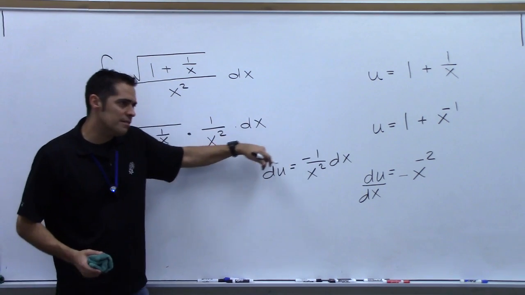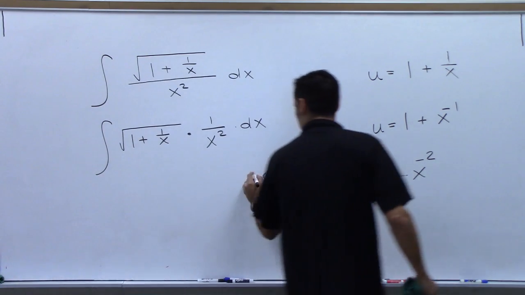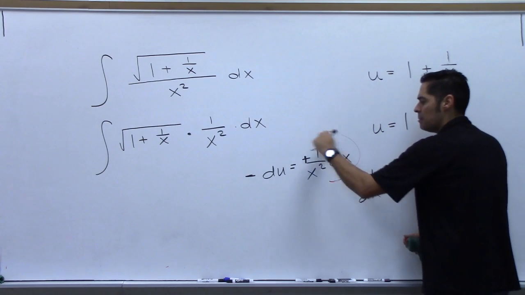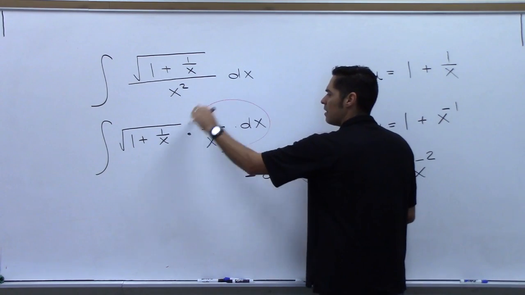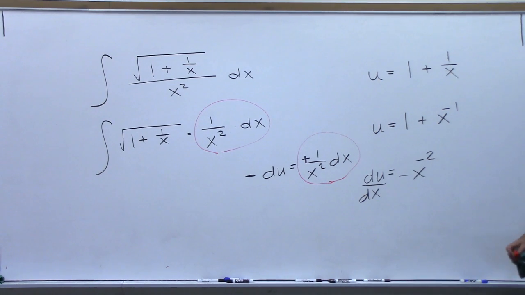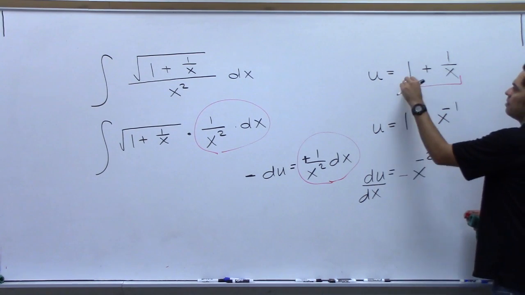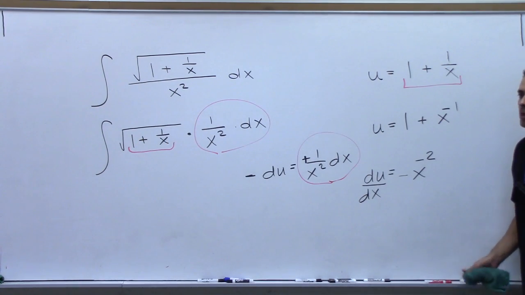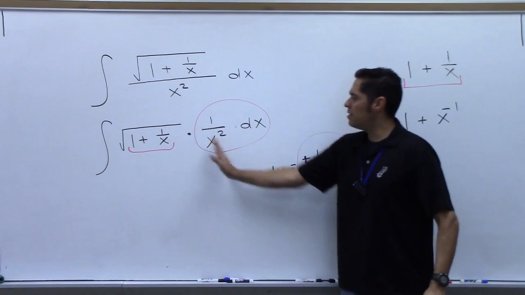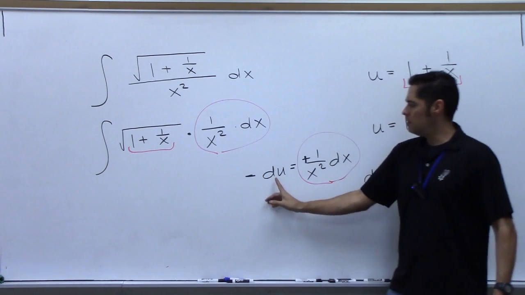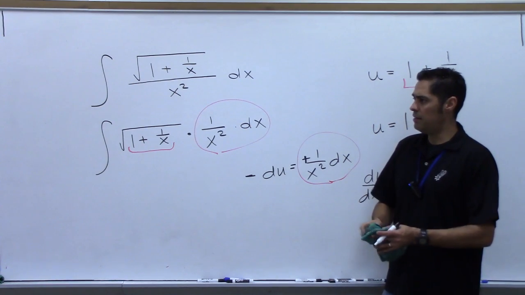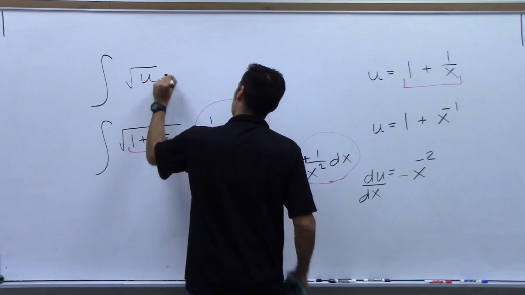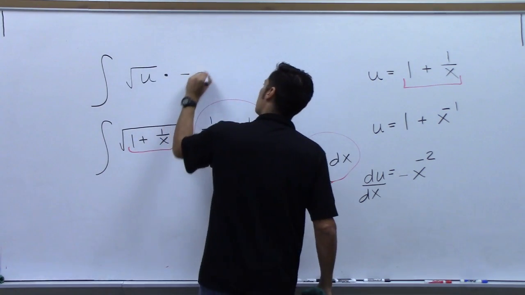So I multiply both sides of this equation by -1. If I multiply the left side, I get negative du. The right side becomes plus. And now, hopefully you see these match exactly, don't they? This matches exactly with this, and this is what's under the root. So I can replace this piece with u. I can replace this entire piece with what? Negative du. So we've got a new integral: square root of u times this whole piece, which is negative du.